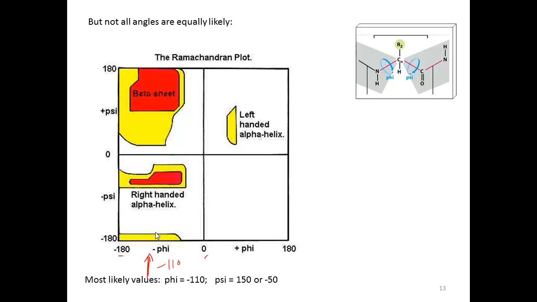Here is 0, here is minus 180, here is around minus 110. And for psi, there are 2 structures that we'll learn about, the beta sheet and the alpha helix. If it's an alpha helix, psi will take on a value of minus 50. If it's a beta sheet, 150 will be a common value. Any of these values are possible. These are just showing the most frequent ones found in crystal structures of proteins.